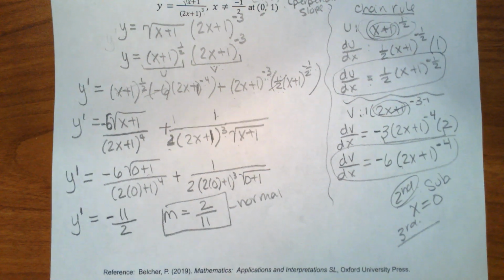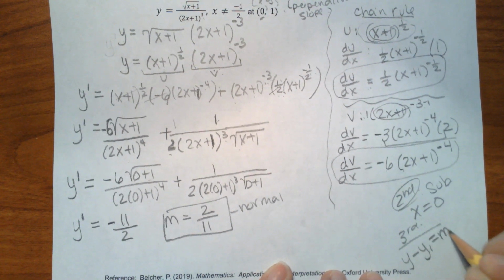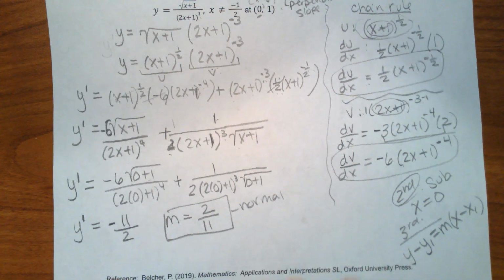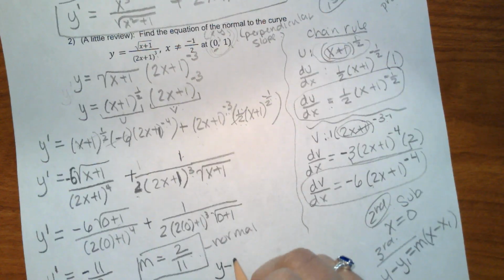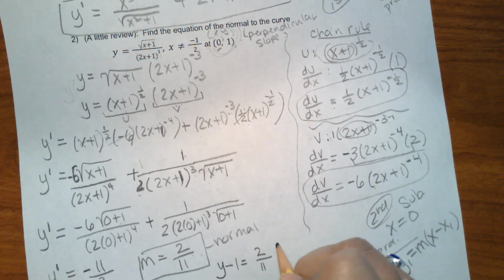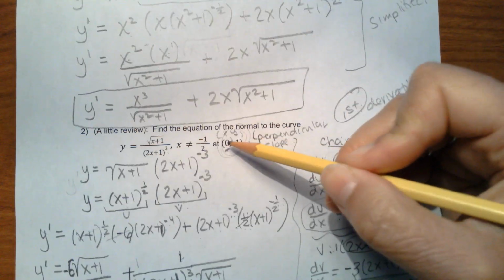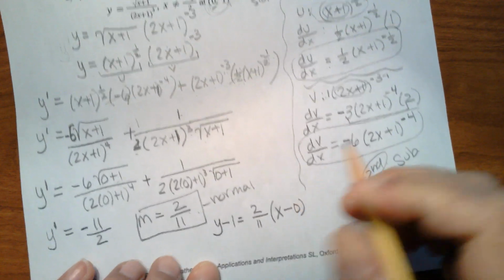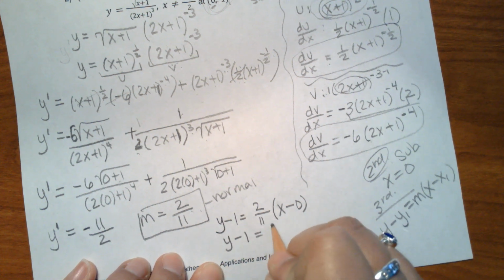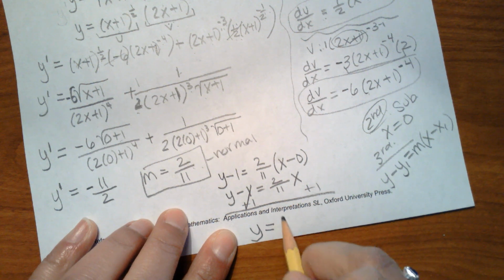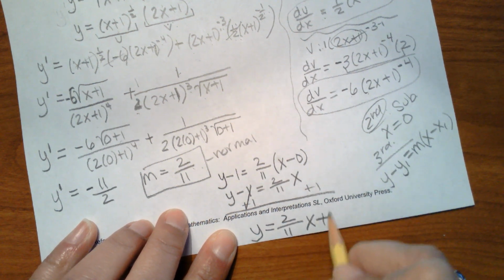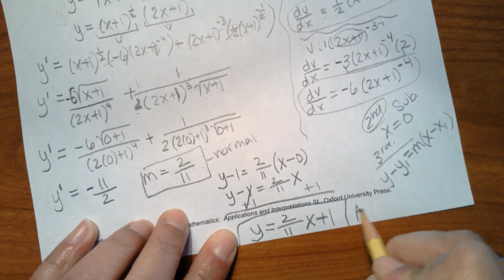Third step, we're going to substitute into y minus y1 equals m times x minus x1. So we have our point, here's our y1, x1. We have our slope. So this is going to be y minus 1 equals 2 over 11 times x minus 0. Which is really nice because this happens to be y minus 1 equals 2 over 11x. And then we're going to add 1 to both sides, and we're going to get all the way down here: y equals 2 over 11x plus 1. And this is your answer.